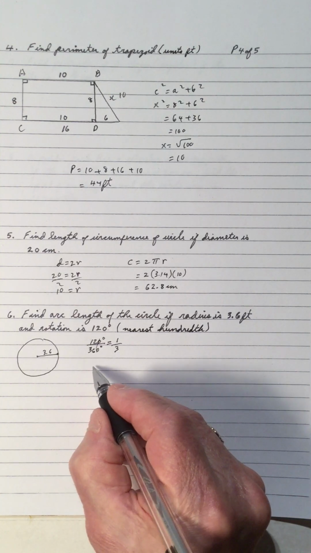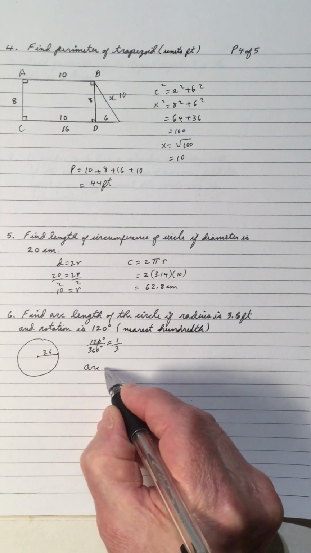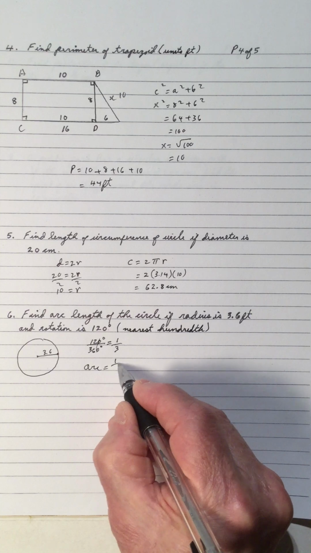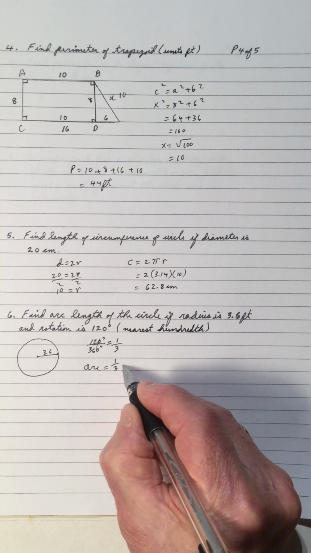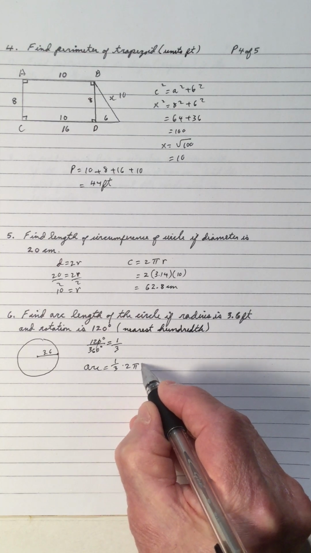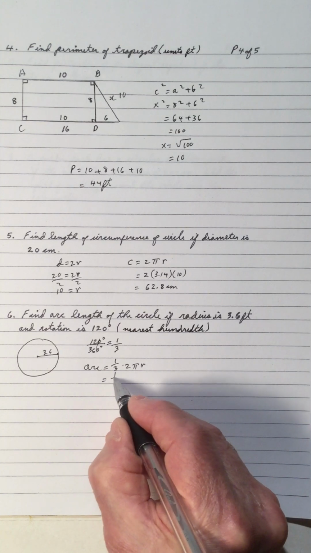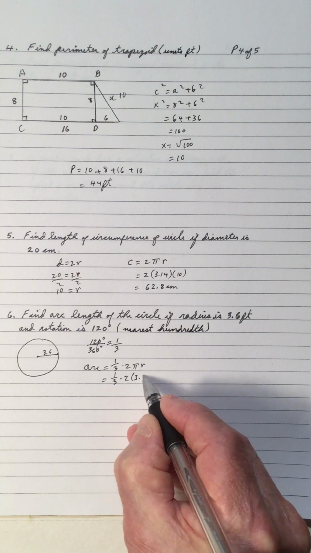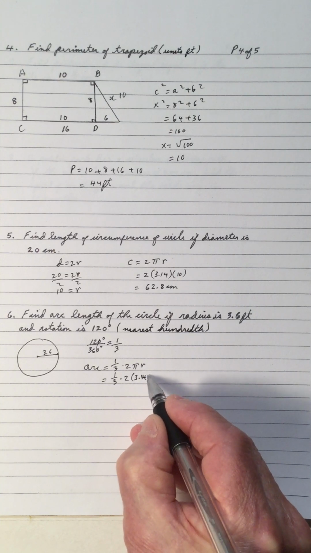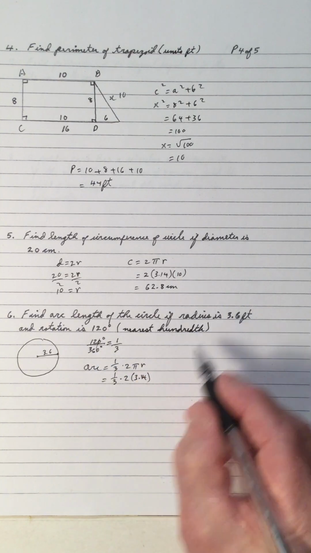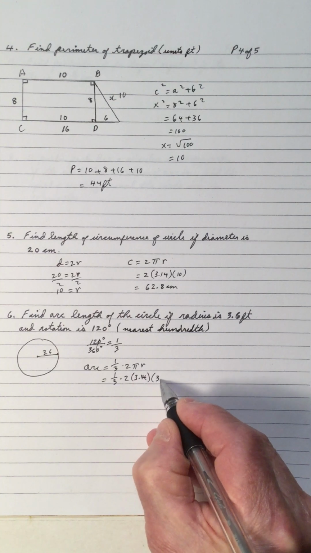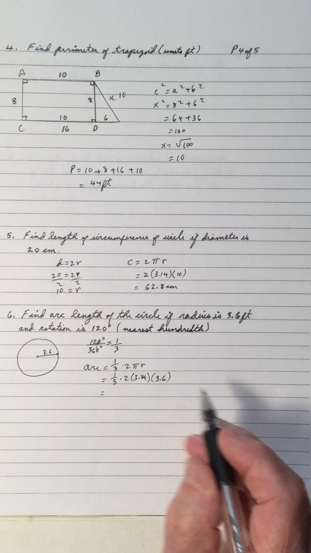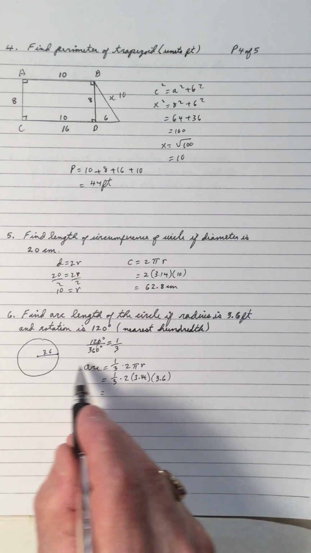So the arc is 1/3 of the circumference, which is 2 pi r. So it's 1/3 times 2 times 3.14, and the radius is 3.6. And if you work that, I was going to show you on the circle, sorry about that.